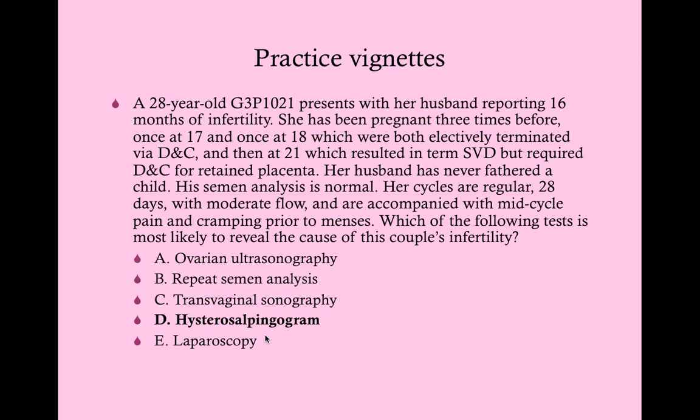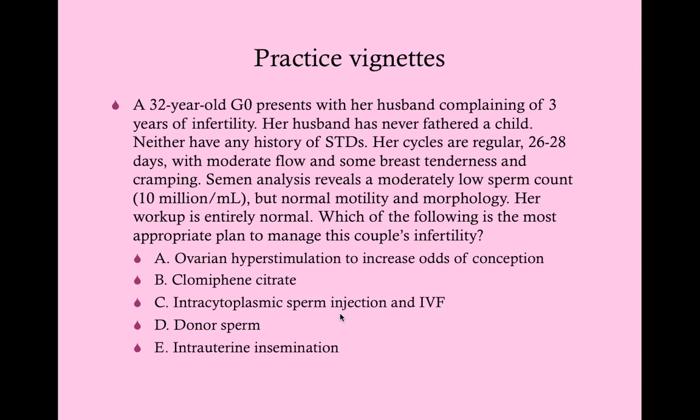All right, so this is a hysterosalpingogram. A 32-year-old nulligravida presents with her husband complaining of 3 years of infertility. Her husband has never fathered a child. Neither have a history of STDs. Her cycles are regular, 26 to 28 days, with moderate flow and some breast tenderness and cramping. Semen analysis reveals a moderately low sperm count, but normal motility and morphology. Her workup is entirely normal.